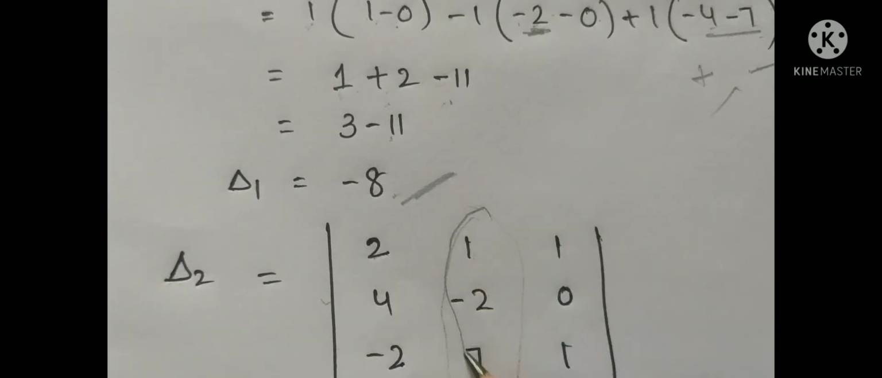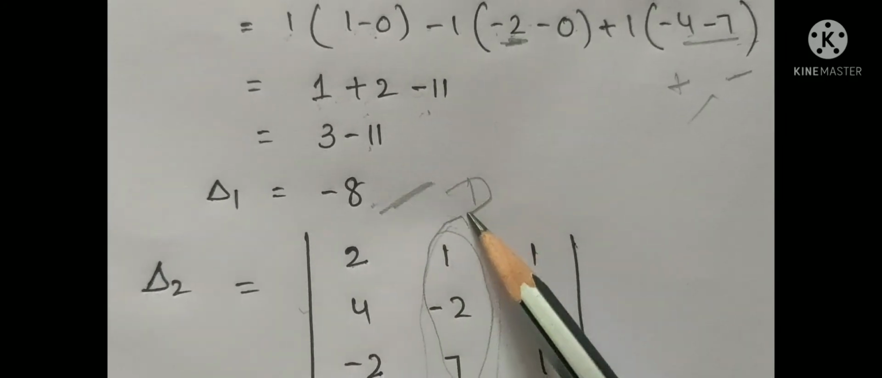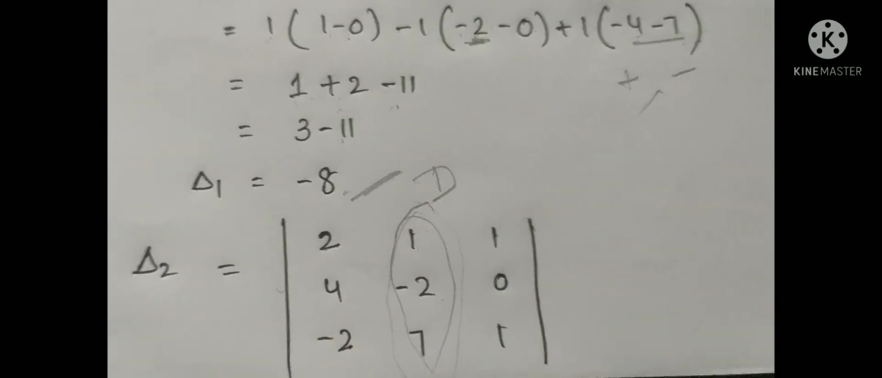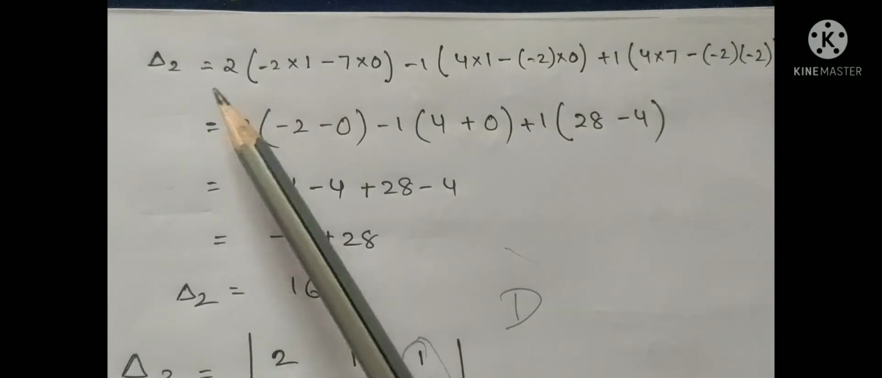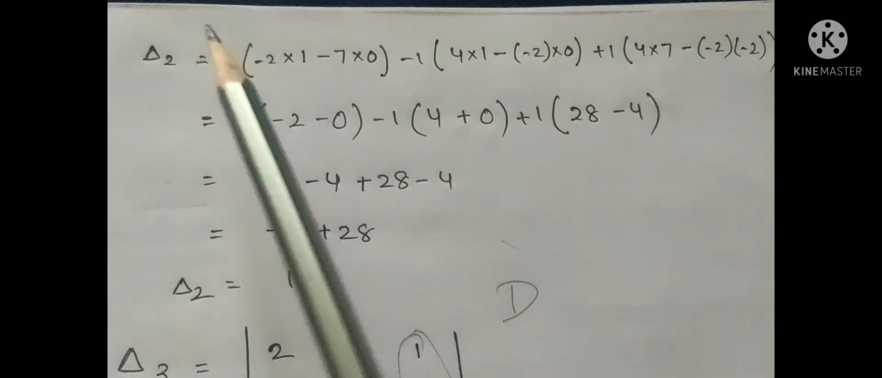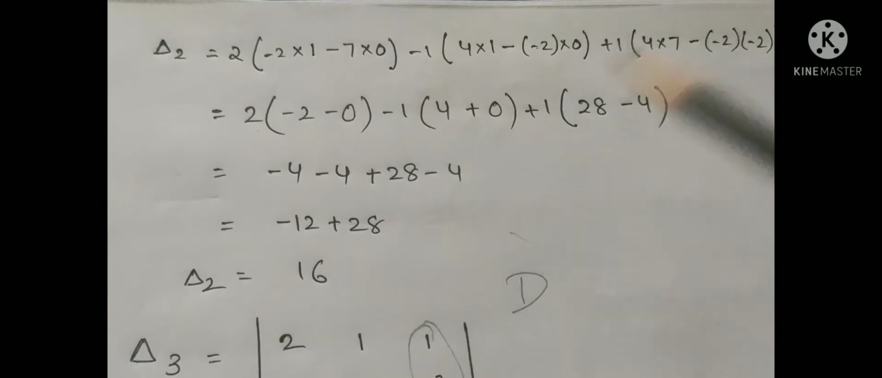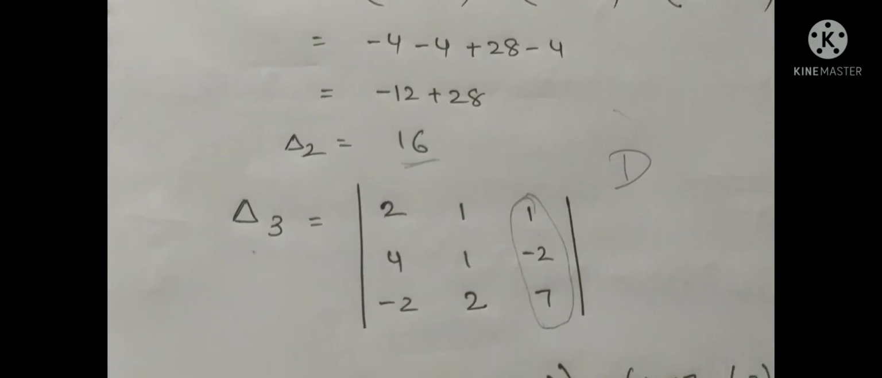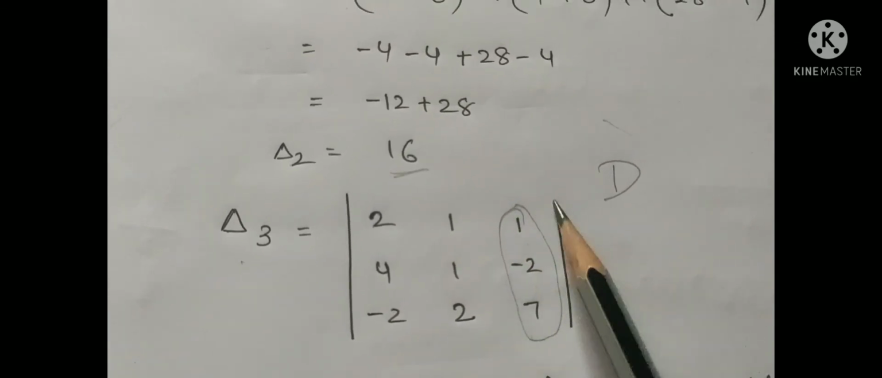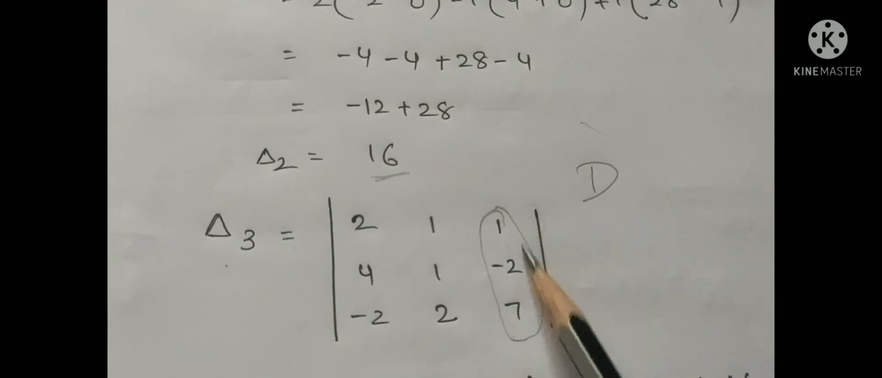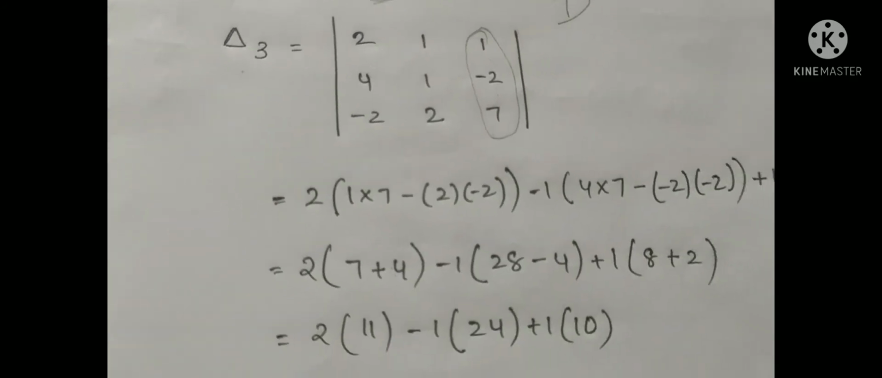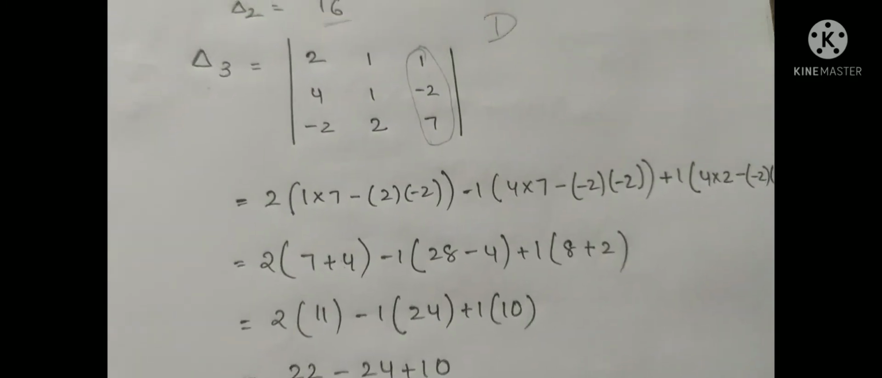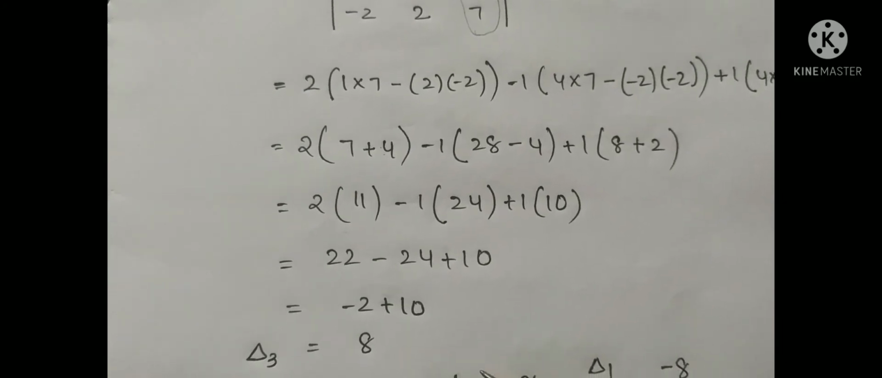Now we will find delta 2. We are just changing the second column and writing D here. What is the D value? 1, -2, 7. Same procedure: first number, then multiplying, leaving the first column and first row. After simplification, you will get delta 2 equals 16. Now delta 3. The last column will be changed here. We write the D value in the last column. So delta 3 is 8.